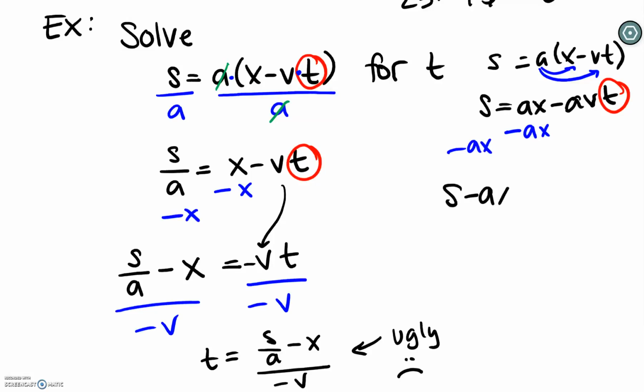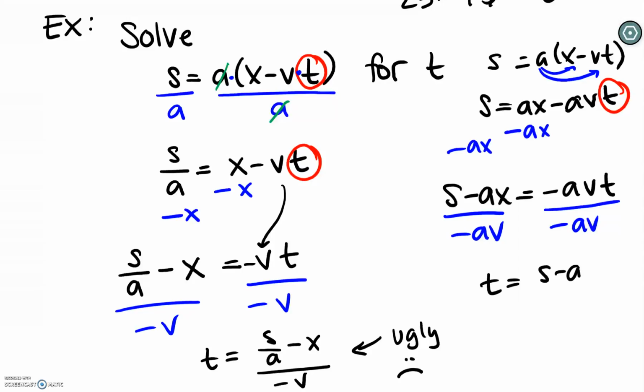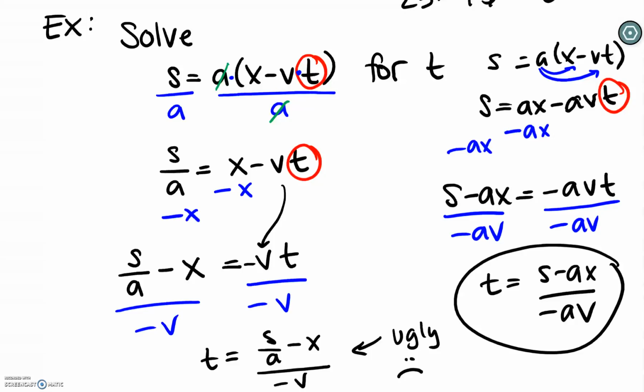S minus ax is equal to negative avt. And then we divide by the negative av. So we get a slightly prettier version of this. So that's probably the version that makes more sense to us. It's way less confusing than that, and kind of follows more what we're thinking in the first place. But both are legitimate. This is correct, although it is hideous.